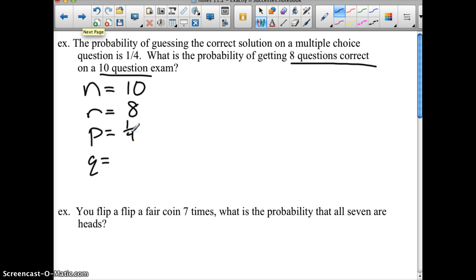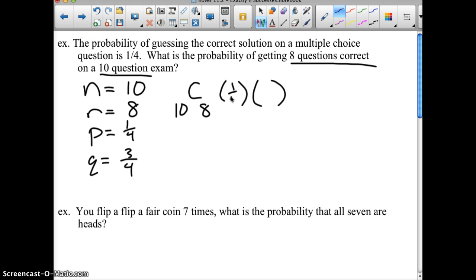1/4. So if these have to add up to 1, if the probability I guess it right is 1/4, then the probability I guess it wrong is 3/4. So there I go. I have everything I need to set up my binomial probability. So I'm going to have 10C8, and then I'm going to have P, and then I'm going to have Q.